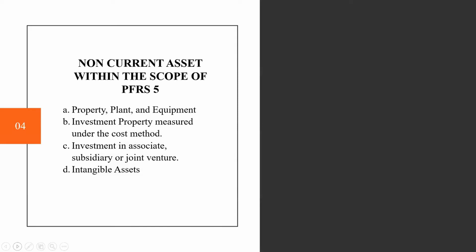Ang mga sumusunod ay non-current asset within the scope of PFRS 5, which is the property, plant, and equipment, investment property measured under the cost method, investment in associate, subsidiary, or joint venture, and intangible assets.